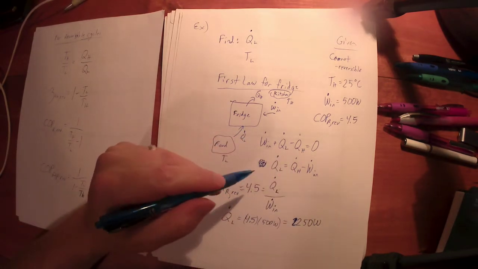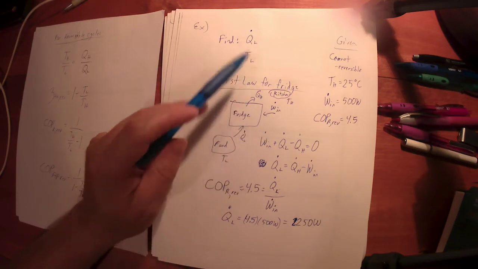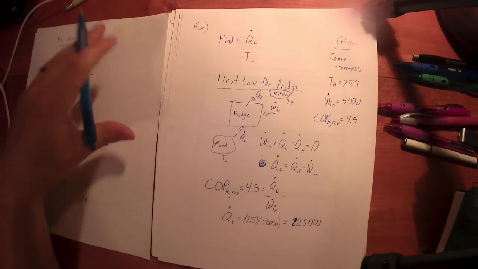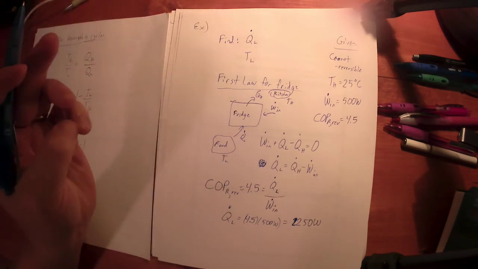Cool. What else do we need? TL. How do we find TL? Well, we could use specific heats, right? That involves temperature. No, we don't have enough information to do that. But we don't have a constant phase. That's not going to make any sense.